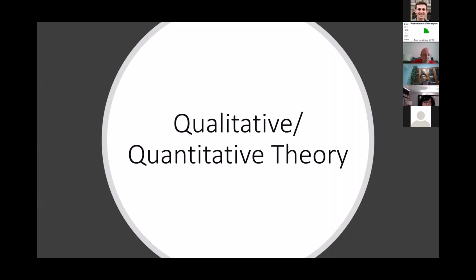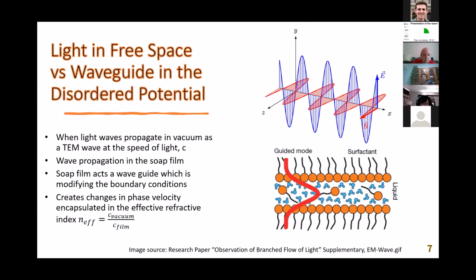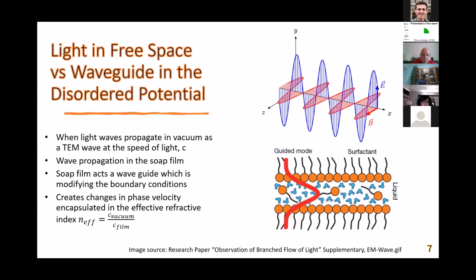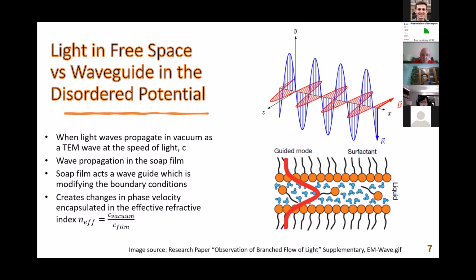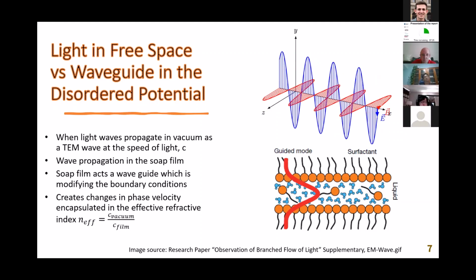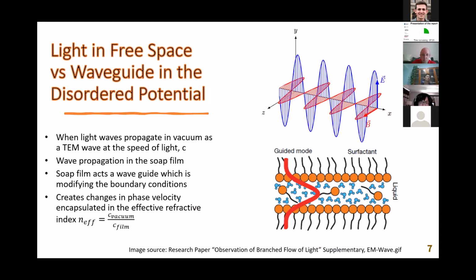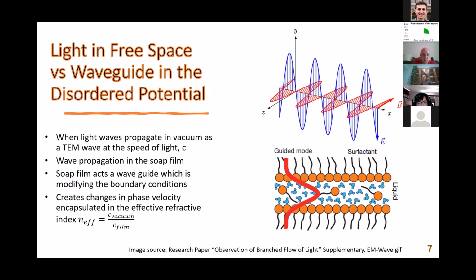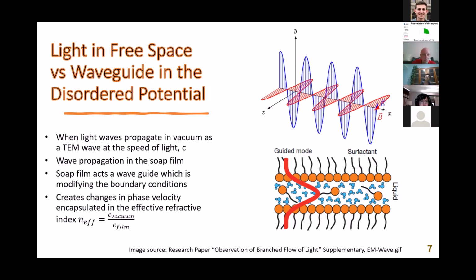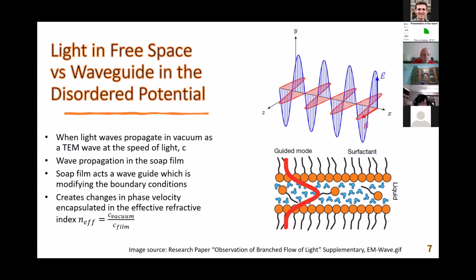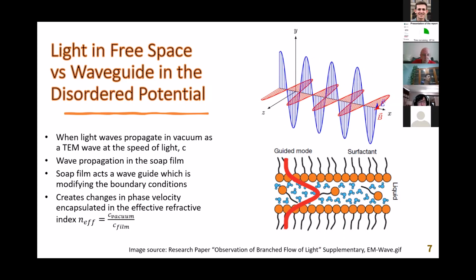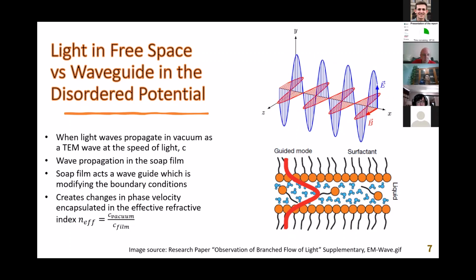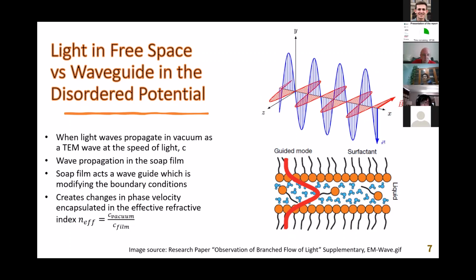So what exactly is happening here? Well, we want to look at the qualitative theory first. Light waves propagate in a vacuum as a TEM wave at the speed of light. But vacuum isn't of interest here. We want to be interested in the soap film where the wave is propagating. And what interestingly the soap film does is that it acts as a waveguide that is constantly modifying the boundary conditions that these light waves are being propagated into. And this leads to changes in phase velocity.